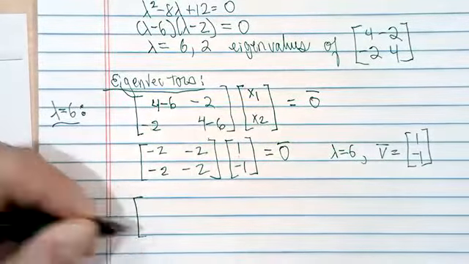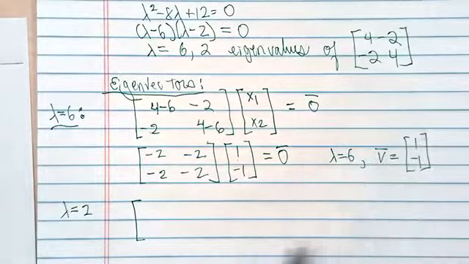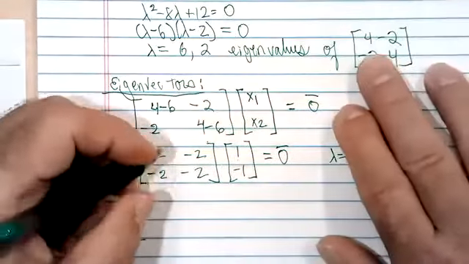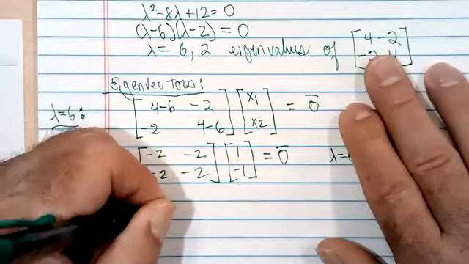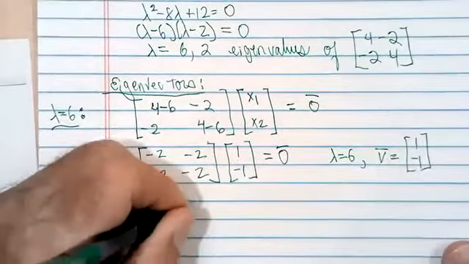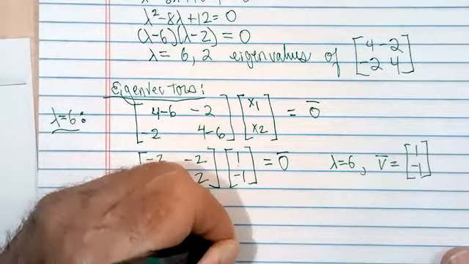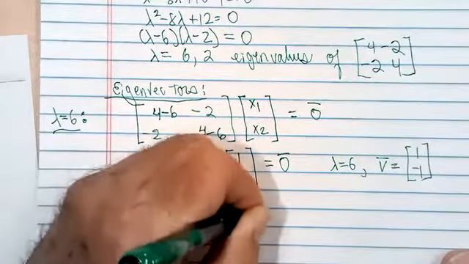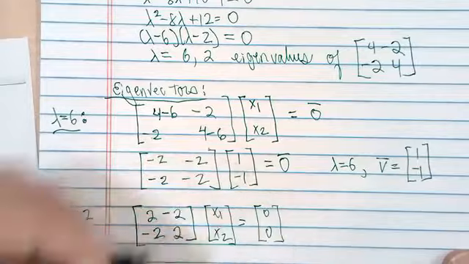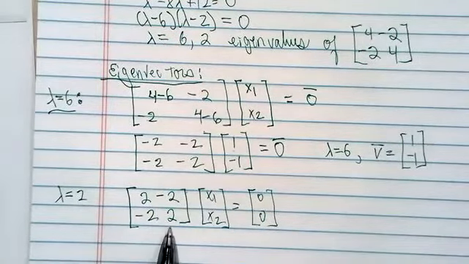Well, you start with your matrix, 4, minus 2, minus 2, 4, and I subtract 2 down the diagonal. So 4 minus 2 is 2, and 4 minus 2 is still 2. I want to multiply by a vector, a non-trivial vector, to get the 0 vector. Well, it looks like these two columns are negatives of each other, right? So apparently 1, 1 would work.